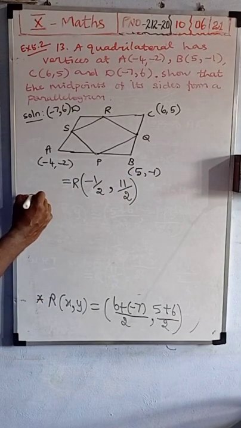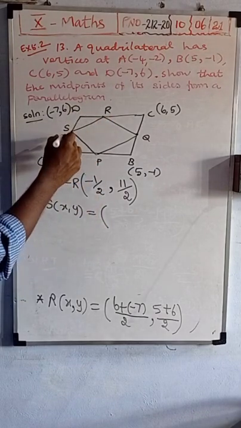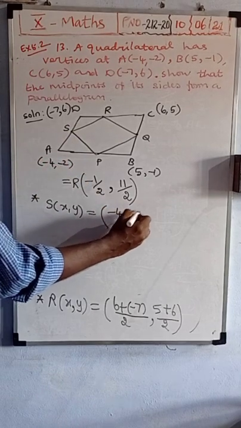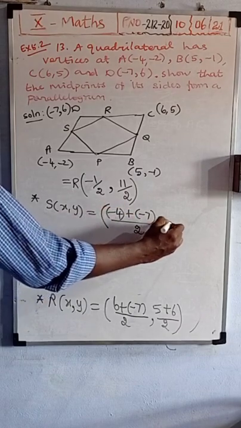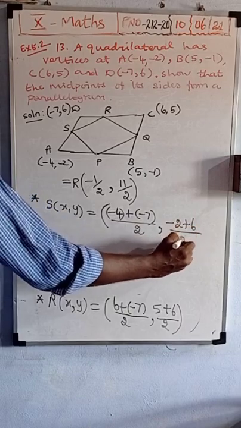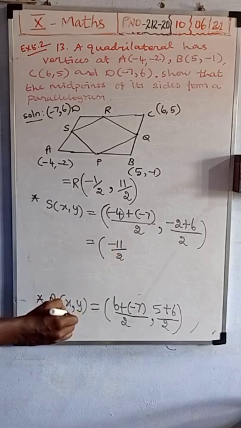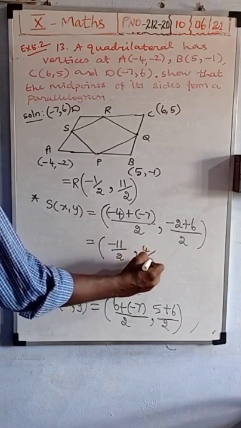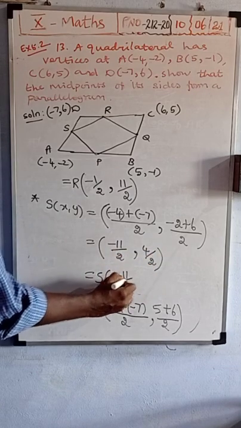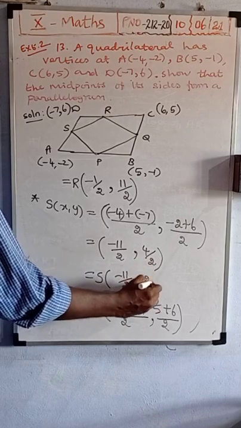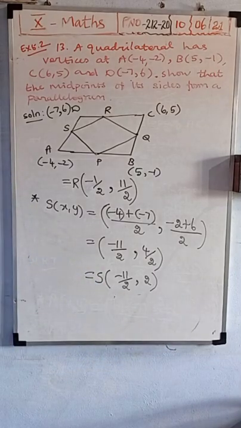Next, which point is S? S of x comma y midpoint. AD midpoint is S. That means (-4 + -7) divided by 2, comma (-2 + 6) divided by 2. Minus 7 minus 4 means minus 11 by 2, which we cannot cancel. Here 4 by 2 we can cancel, which is 2. This is the point of S. Therefore, we received all the midpoints.